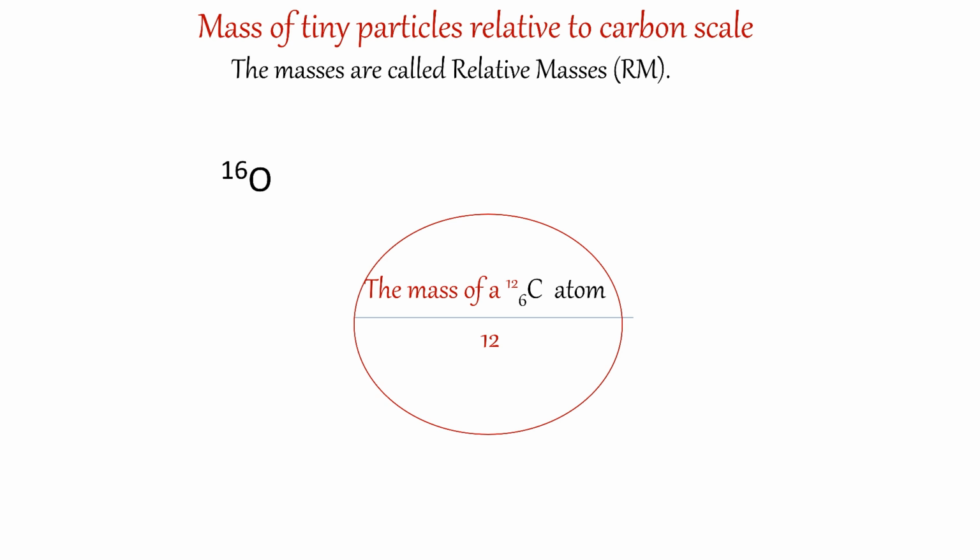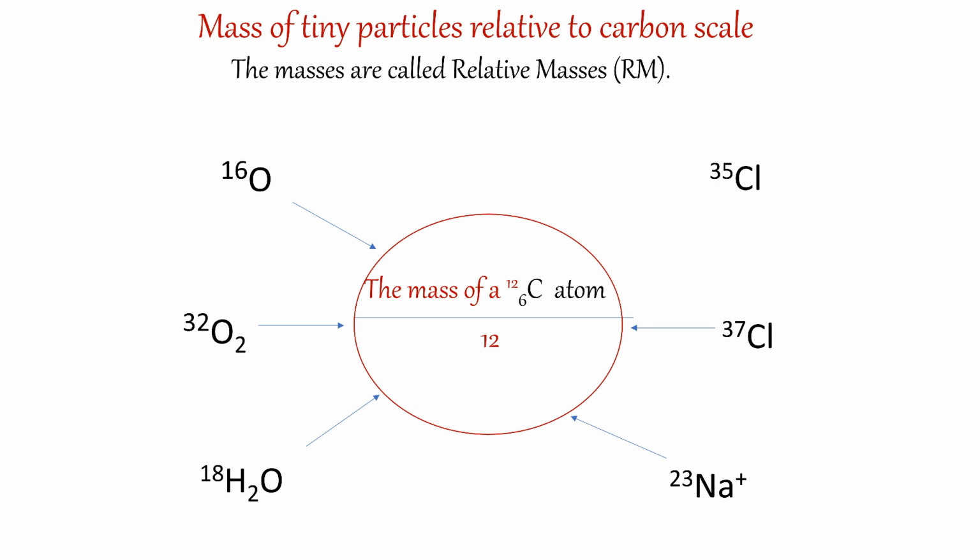The mass of an atom of oxygen is 16, meaning this is 16 times heavier than the carbon scale. A molecule of oxygen is 32. This is 32 times heavier than the carbon scale. The mass of a water molecule is 18 times heavier than the carbon scale. Sodium ion here, 23 times heavier than the carbon scale. Chlorine 37 times heavier, and chlorine 35 times heavier than the carbon scale.